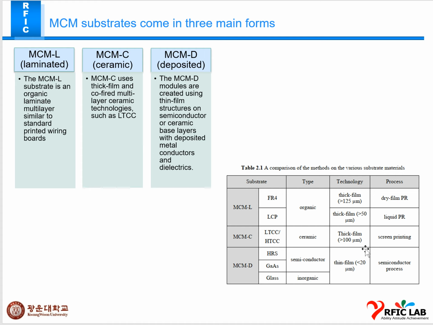And this is the comparison table for the methods and various substrate materials that have been used in the case of MCM-L, C, and D. In the L case, the type used is organic. In the C case, the type used is ceramic. In the D case, semiconductor, inorganic.